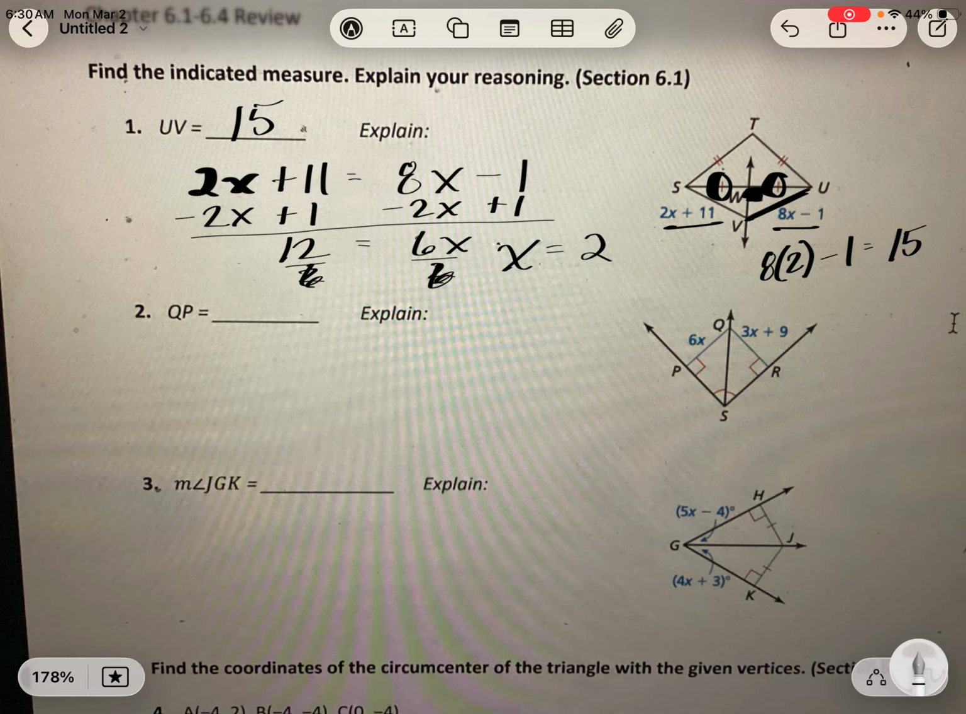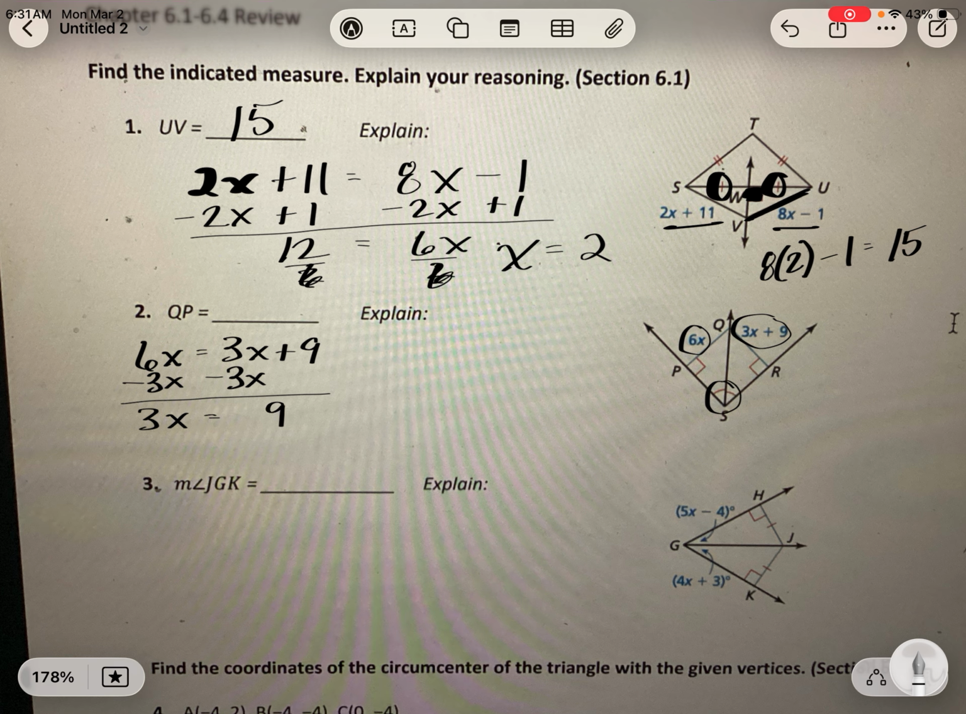QP. This is now an angle bisector because of those marks that I circled. And as long as it's on there, then these two things should be the same. So I put 6x equals 3x plus 9, and now solve for x. So subtract 3x from both sides. Okay, 3x equals 9, divide by 3, and x equals 3. And to find out how big QP is, I put 3 back into this, so 6 times 3, or 18. And again, the explanation would be that it's on the angle bisector.